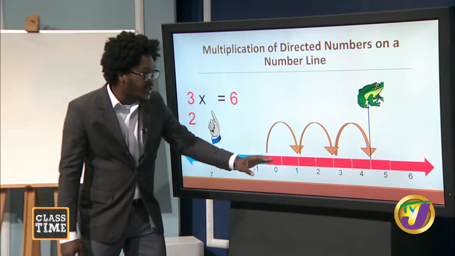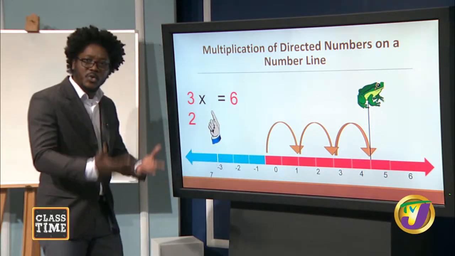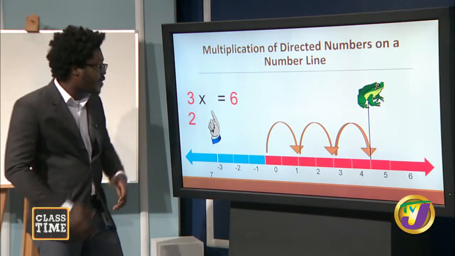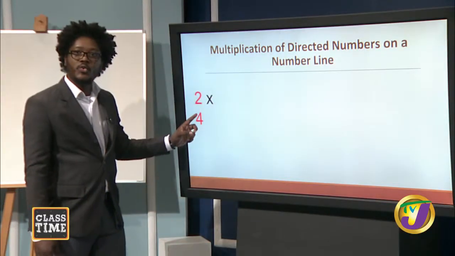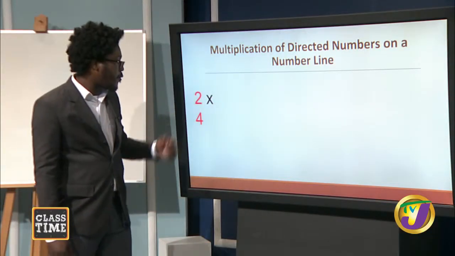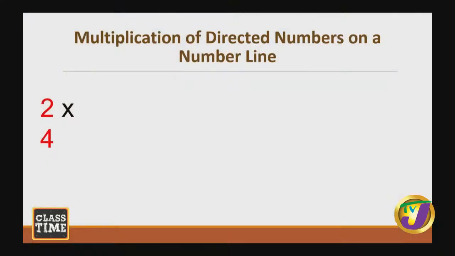Now, on screen, it is a little bit jumbled. Don't mind it. Use your calculators. Follow with us to ensure that what you're doing is correct. So let's go to a second example. 2 multiply 4. Again, in this situation, both numbers are positive.